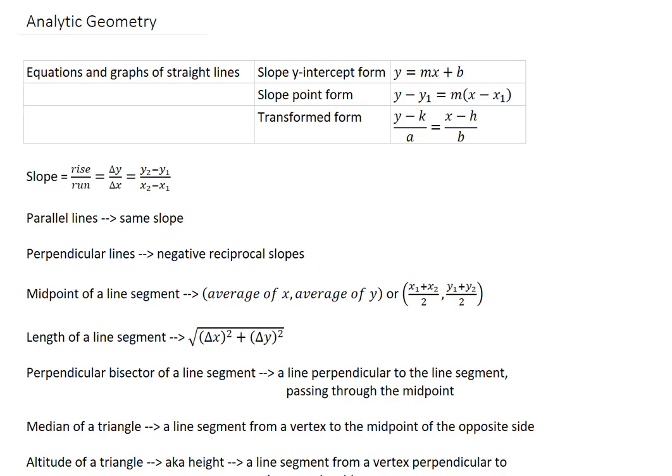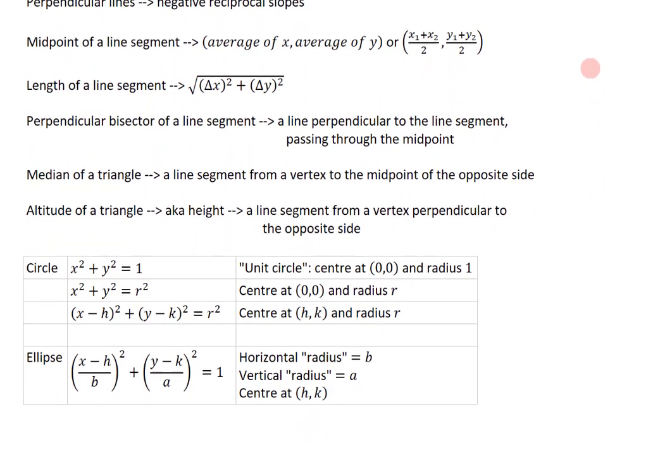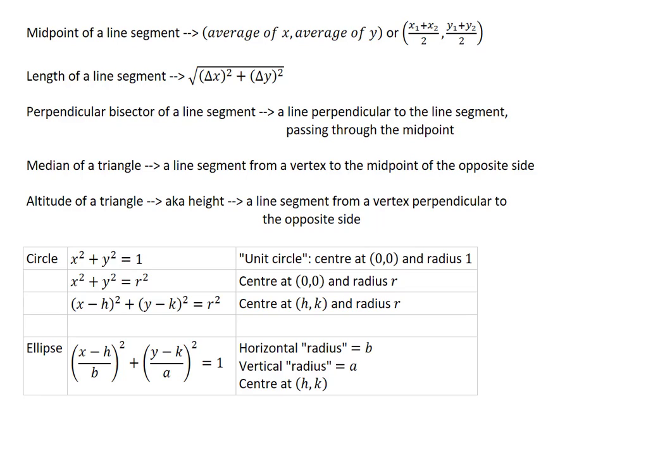We looked at the midpoint of a line segment. We looked at the length of a line segment with the distance formula. In some of the problems, we had to work out the equation of the perpendicular bisector of a line segment. In some of the problems, we looked at the median of a triangle. We also looked at the altitude or height of a triangle. And we also worked with equations of circles and ellipses.